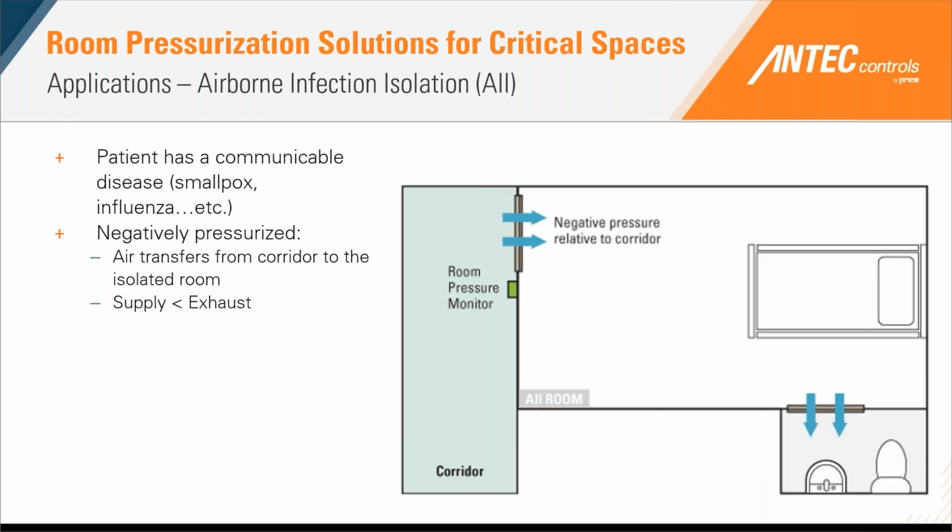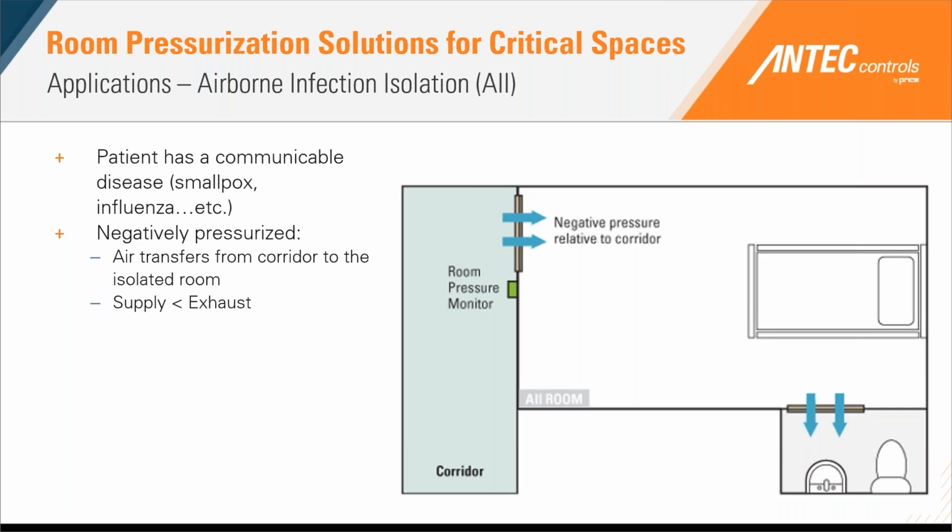The first type of isolation room we're going to cover here is airborne infection isolation rooms. These are isolation rooms where a patient has a communicable disease. This can be smallpox, influenza, etc. The goal here is to minimize the spread of that communicable disease to other areas of the hospital, potentially infecting other healthcare workers, doctors, and nurses. So in order to prevent the spread of that communicable disease, we're always going to ensure that we have air transfer going from the corridor into the isolation room itself.